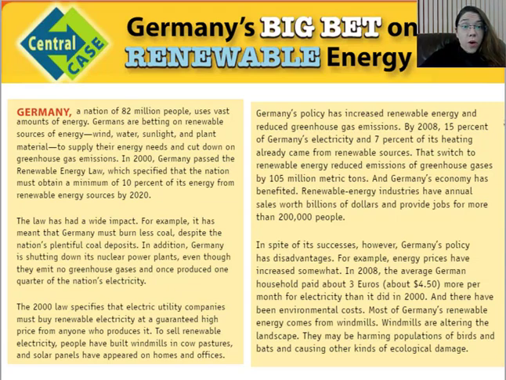The law has had a wide impact. For example, it has meant that Germany must burn less coal, despite the nation's plentiful coal deposits. In addition, Germany is shutting down its nuclear power plants, even though they emit no greenhouse gases and once produced one quarter of the nation's electricity. The law specifies that electric utility companies must buy renewable electricity at a guaranteed high price from anyone who produces it. To sell renewable electricity, people have built windmills in cow pastures, and solar panels have appeared on homes and offices.